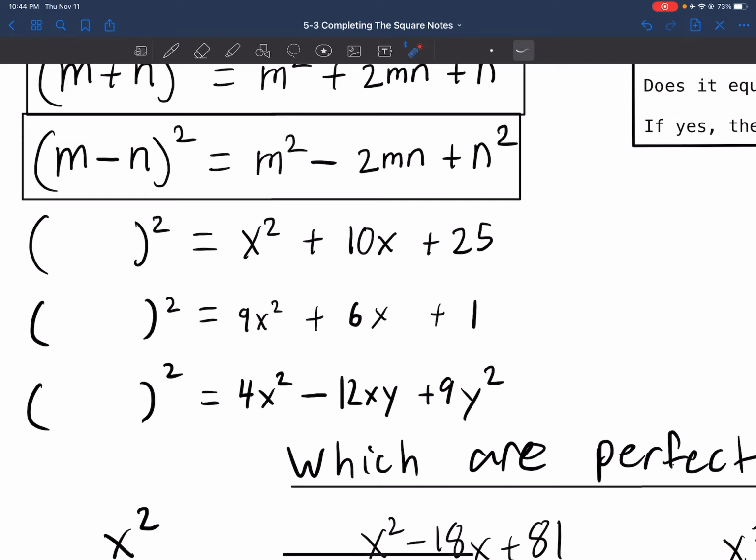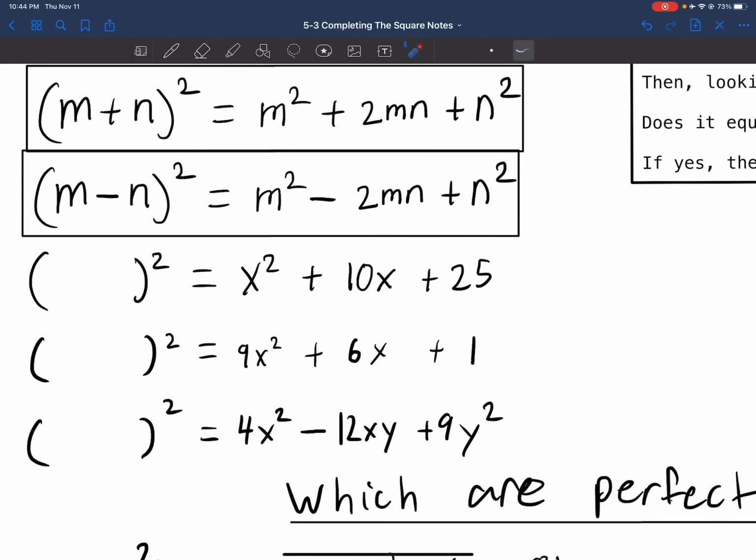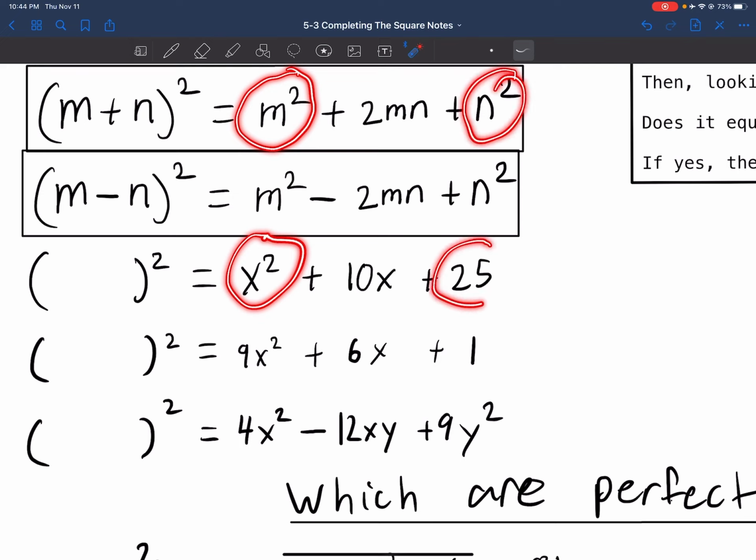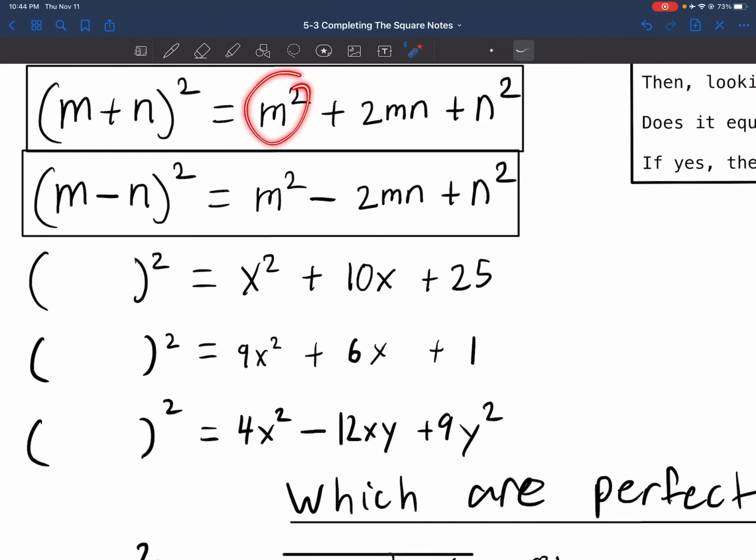In practice, x squared plus 10x plus 25 is a perfect square trinomial. It's of the form where it's a perfect square in front and a perfect square in the back. And I write the root of those, m and n. So if m squared is x squared, then I write an x. If n squared is 25, I write a 5. And then I look at the sign, in this case plus 2mn, the middle term, so I should write a plus in the middle of my factor binomial.